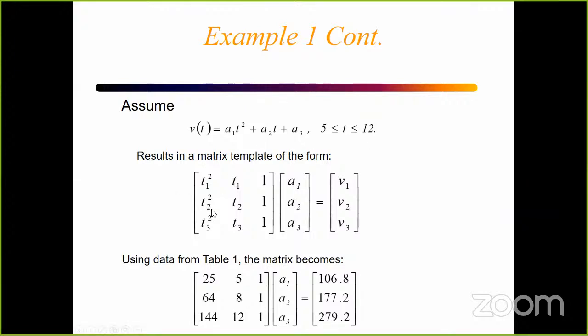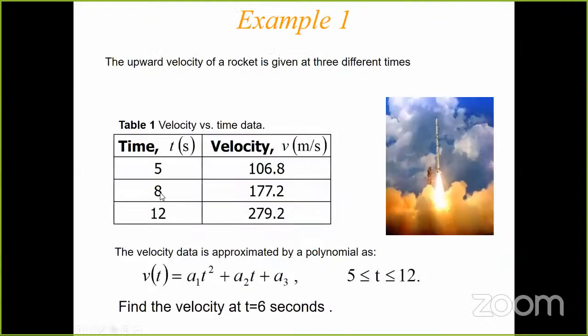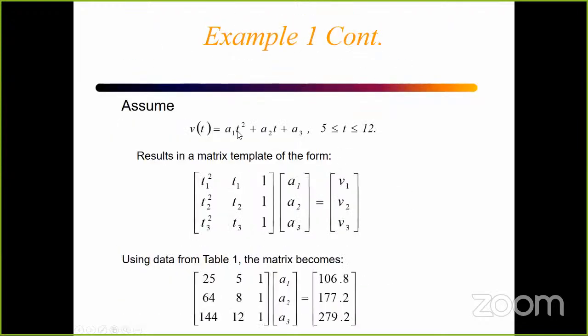If you substitute using the table data, when time t is equal to 5 seconds, it is 25 A1 plus 5 A2 plus A3. The second is at 8 seconds. At 8 seconds we know the value, because we know that right-hand side value, 177.2. At 8 seconds, 64 A1 plus 8 A2 plus A3. Then at 12 seconds, we know the value. These three are the variables, this is the coefficient matrix. The same thing I took for the first example.